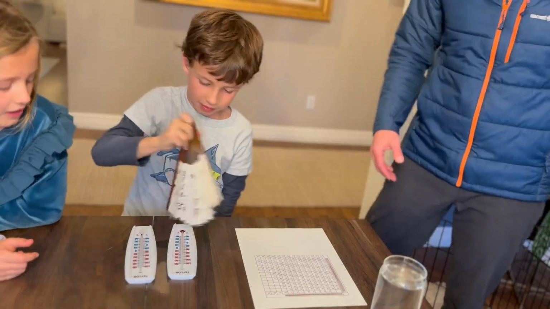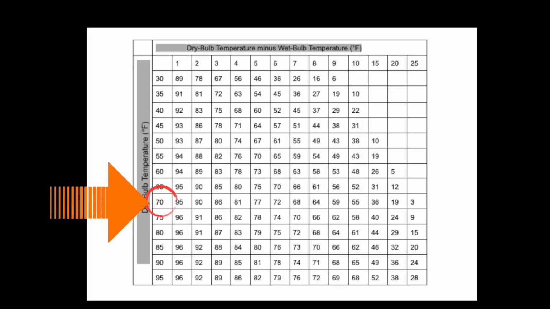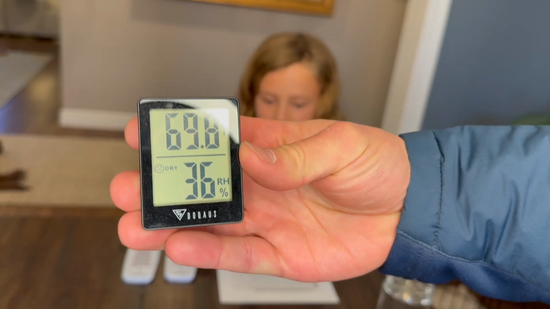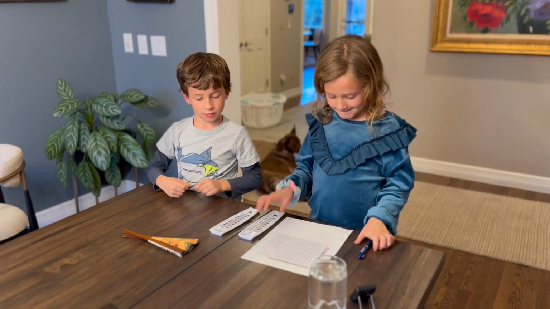Then use this chart. When my kids did this, my dry thermometer was 70 degrees, the wet one dropped about 15 degrees, and on the chart that falls right at 36% humidity. Nice job! And remember, if the humidity were 100%, there'd be no evaporation and no drop in temperature. So the more that temperature drops, the less humid it is. Thanks guys, now go get the neighbor's humidity.